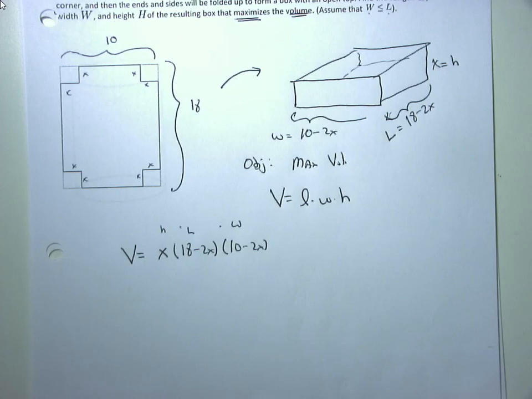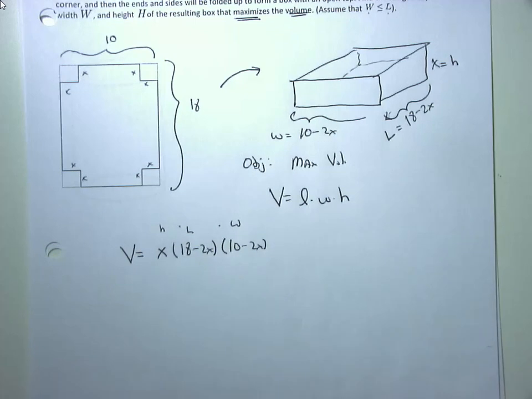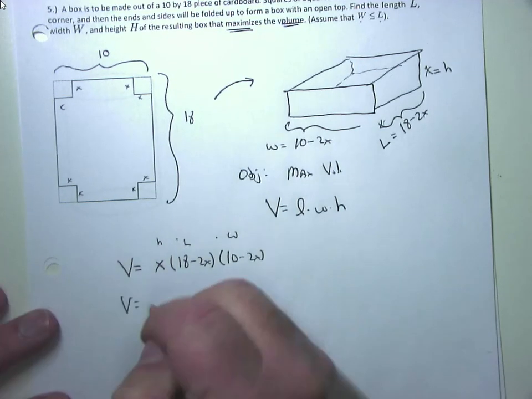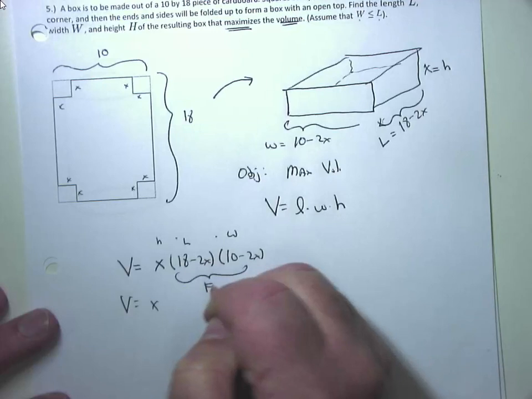I can do the triple product rule, but no one remembers the triple product rule. Derive the first times the other two guys, times derive the middle times the other two guys, times derive the last guy times the other two guys. Too much work. So what I'm going to do is I'm going to clean it up first. I'm going to FOIL this mess out.